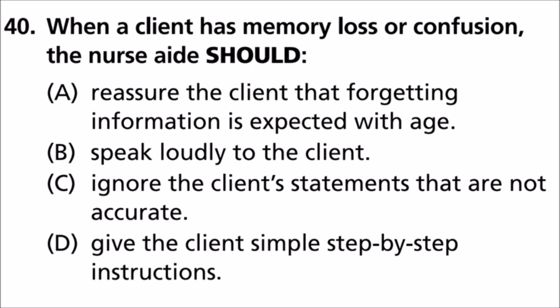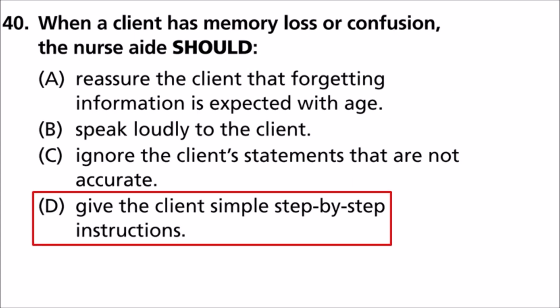40. When a client has memory loss or confusion, the nurse aide should: A. Reassure the client that forgetting information is expected with age, B. Speak loudly to the client, C. Ignore the client's statements that are not accurate, D. Give the client simple step-by-step instructions. The correct answer is D. Give the client simple step-by-step instructions.